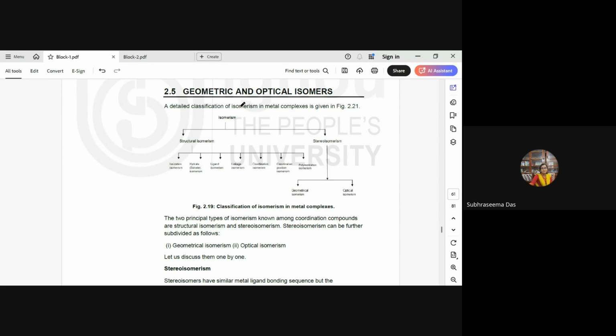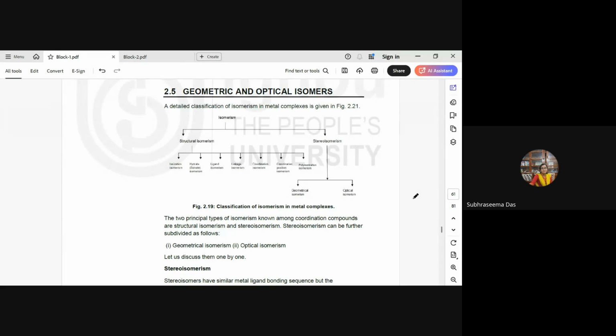Structural isomerism has been further subdivided into many types. It consists of ionization isomerism, hydrate isomerism, ligand isomerism, linkage isomerism, coordination isomerism, coordination position isomerism, and polymerization isomerism. These are the various types of isomerism that we come across in coordination chemistry. But in this course we will be talking about stereoisomerism, which consists of two types: geometrical isomerism and optical isomerism.